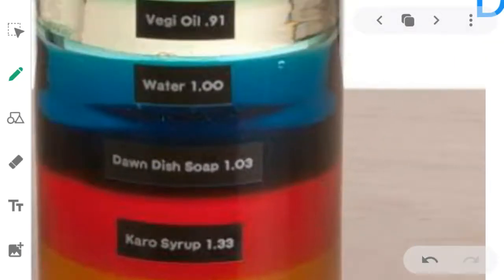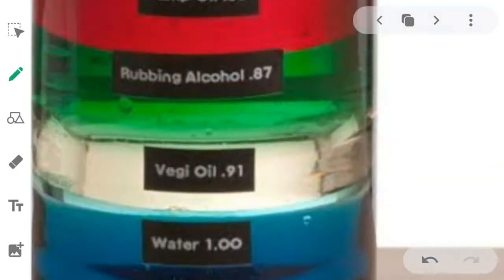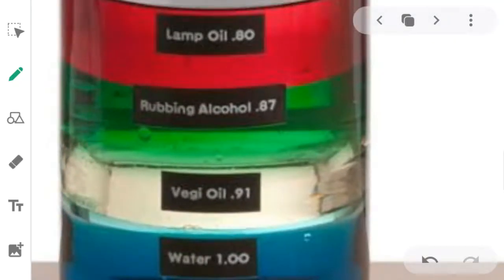Next, coming to veggie oil, that is oil of vegetables, it is almost 0.91. It floats above water because its density is low. Next, one more, that is rubbing alcohol, its density is 0.87. It floats above veggie oil. So in this way, if the density is less, it floats on high density liquid.